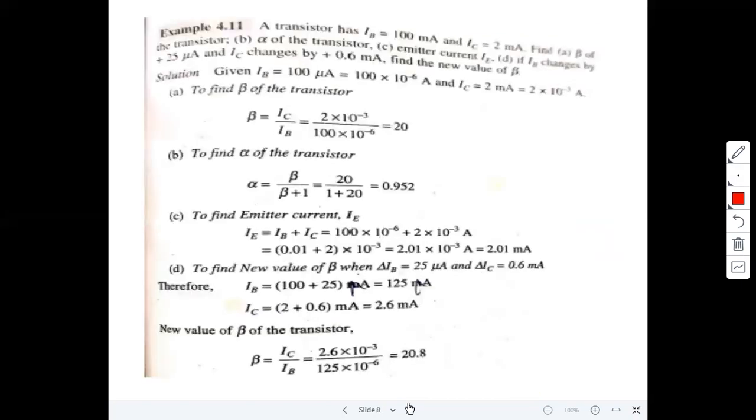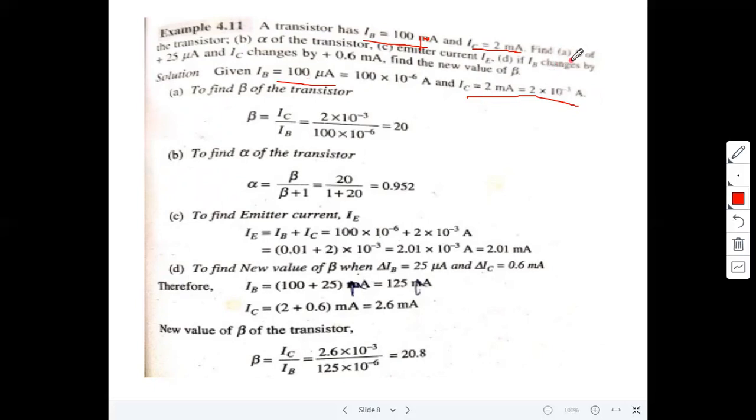Now this is somewhat important. Why? Because just a few days back, the same problem was given in the supplementary examinations for 14 marks, right? Simple problem, 14 marks. Here a transistor has IB equal to 100 microamperes and IC equal to 2 milliamperes. Given data is IB given and IC given.